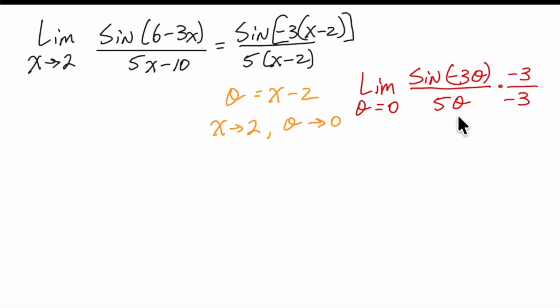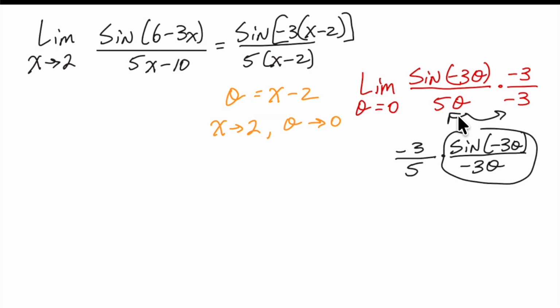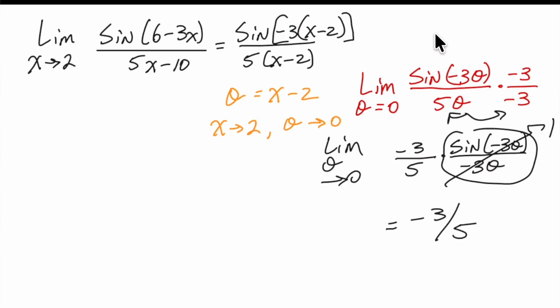Now we're going to simply rearrange these factors in different ways. So we're going to have negative 3 out front, a 5 out front on the bottom, and then the numerator becomes negative 3 theta over negative 3 theta. This, with theta going to 0, is a big 5 limit. So this goes to 1, and our final answer is negative 3 over 5.